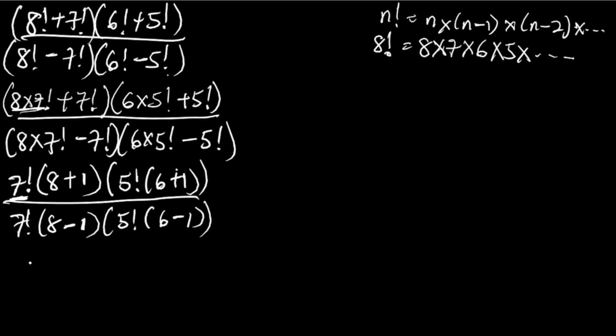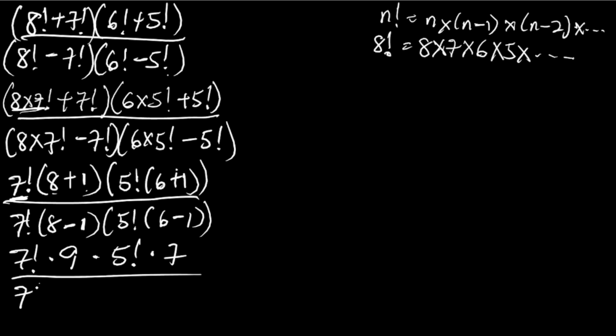So now this means that we are having this to be 7 factorial. 8 plus 1 gives us 9 multiplied by 5 factorial. 6 plus 1 gives us 7 divided by 7 factorial. 8 minus 1 gives us 7, multiplied by 5 factorial, then 6 minus 1 gives us 5.